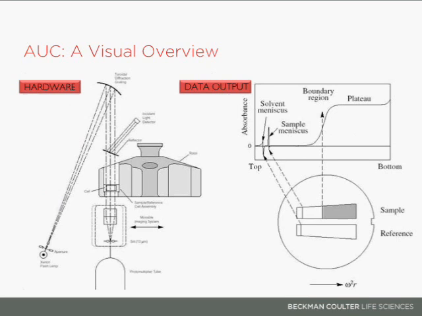The data output looks similar to what you see on the top right. There's an absorption versus radius graph. You see 2 menisci, due to both the reference and sample meniscus. You'll see a very flat region, which is indicative of all the particles having sedimented past this region. And then there's the sharply defined boundary region, which leads up into a plateau, which indicates the point at which the particles are still remaining in the cell.